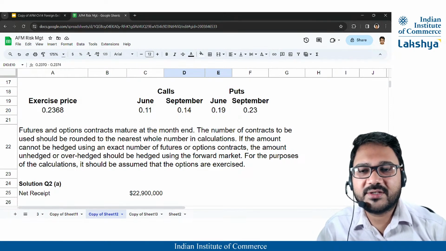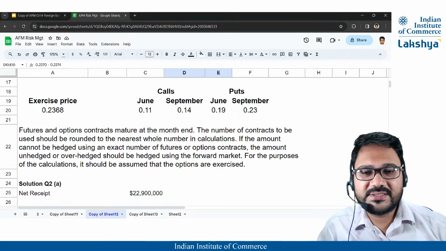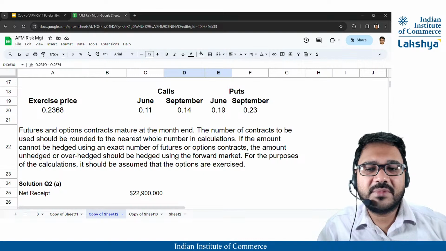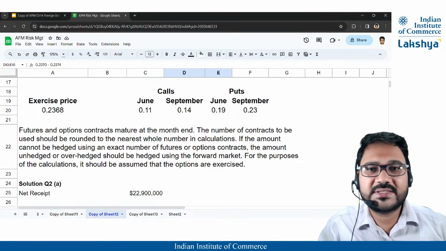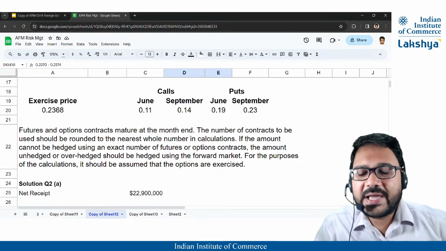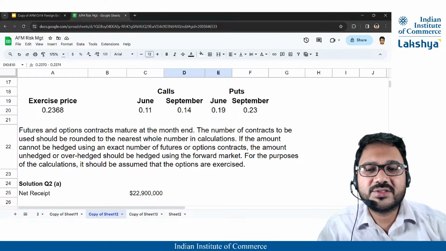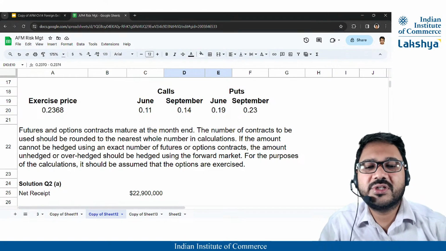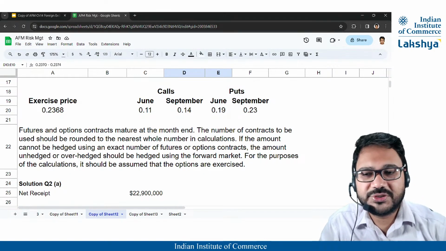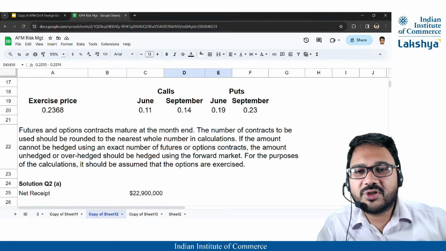For the purpose of calculation, it should be assumed that the options are exercised. So they may not have given us information on whether to exercise or not, but they have just given us the decision. So we need not take a decision. They have said clearly that you need to exercise your option. So first off, let's begin.